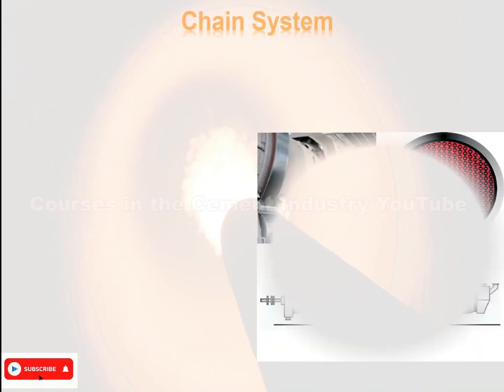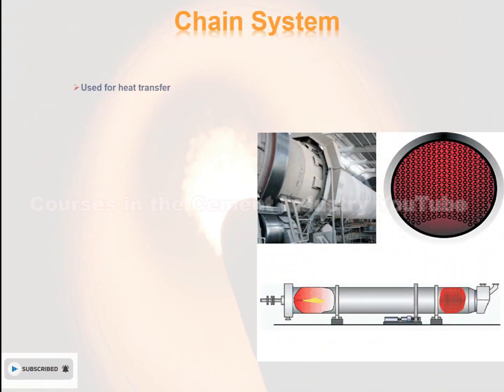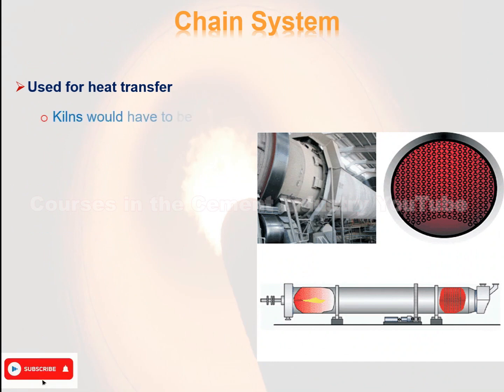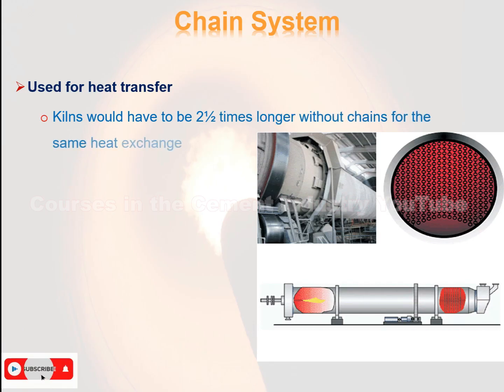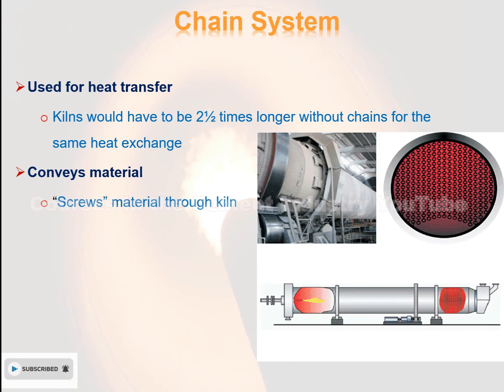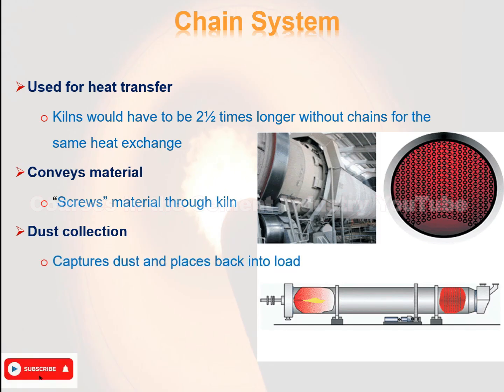Chain system, the function: 1. Used for heat transfer. Kilns would have to be 2.5 times longer without chains for the same heat exchange. 2. Conveys material, screws material through the kiln. 3. Dust collection, captures dust and places it back into the load.